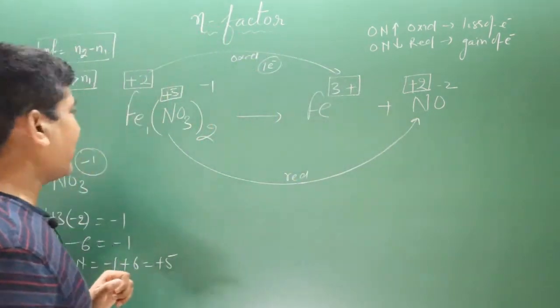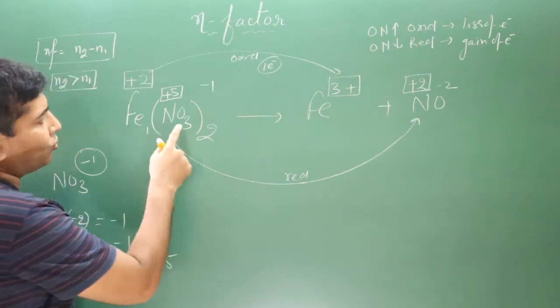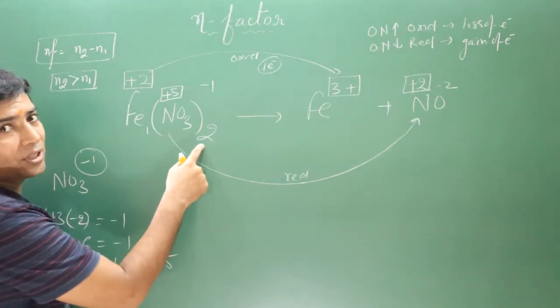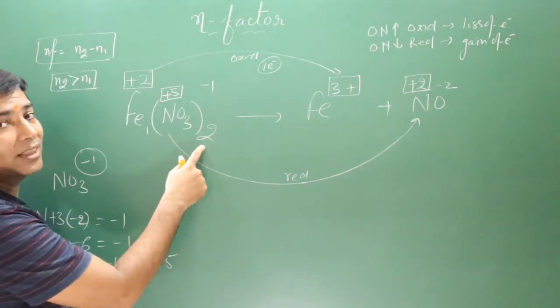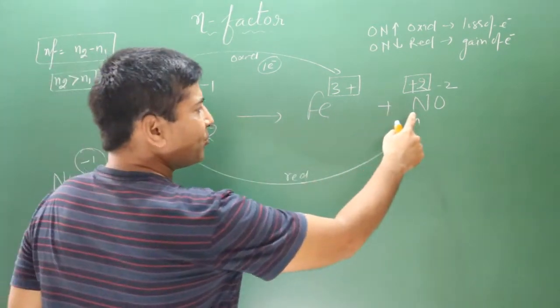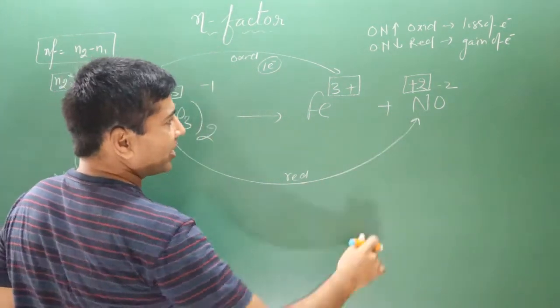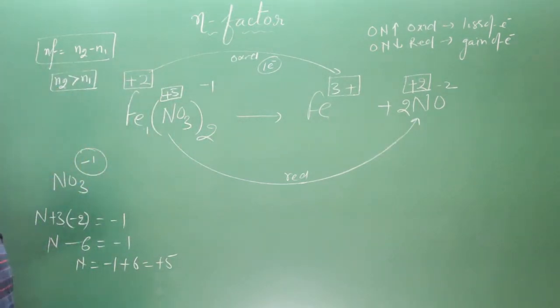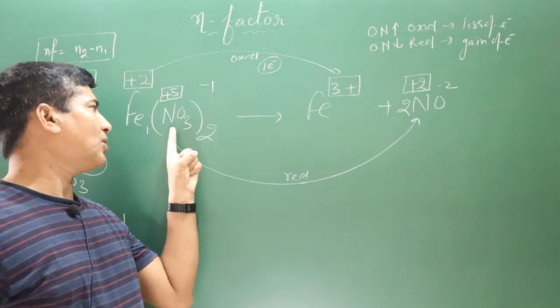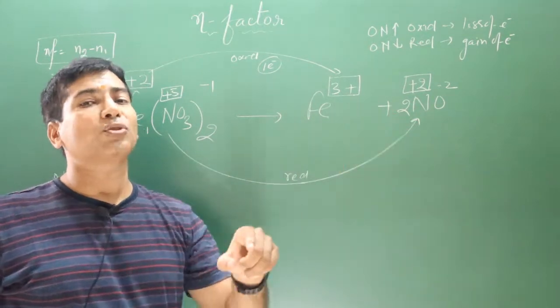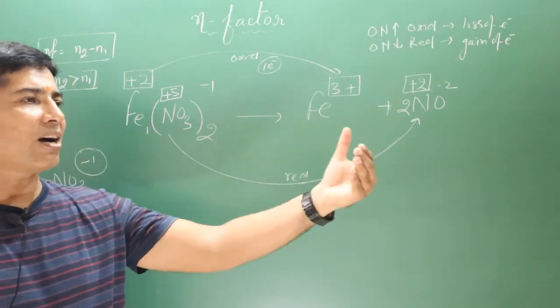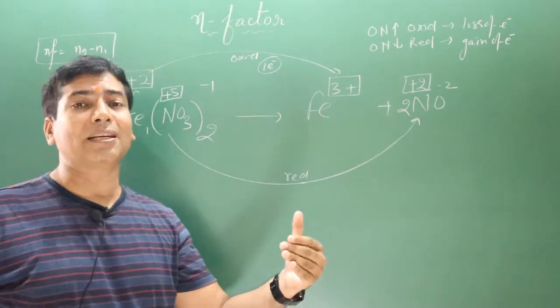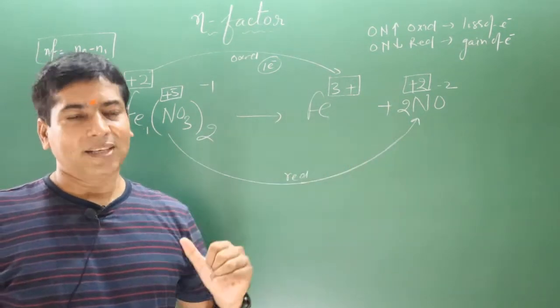Keep in mind there are 2 nitrogen, whole power 2 is there. There are 2 nitrogen on the left side. On the other side we have only 1 nitrogen, so I can balance the number of nitrogen. We are not going to focus on oxygen because oxygen is -2, and on the other side oxygen is also -2. The oxidation number of oxygen is the same, that's why it neither undergoes oxidation nor reduction.